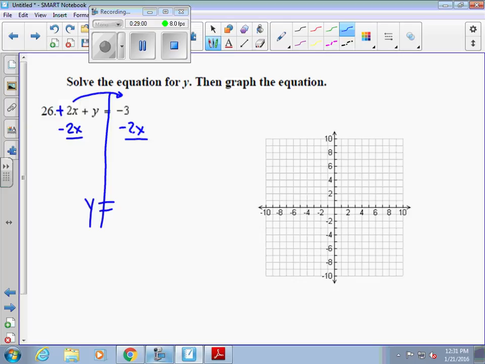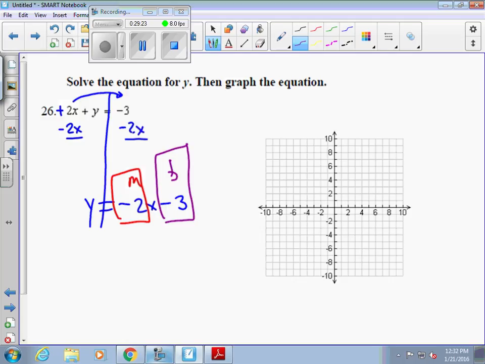You don't get any form of the number negative 5 right here because you can't take x away from something that doesn't have x. So y equals mx, negative 2x, plus b, minus 3. So now it's solved for y. Y equals mx plus b. Then graph the equation. M's value we know from all the other problems we've been doing is negative 2. B's value is, the sign goes with it, negative 3.